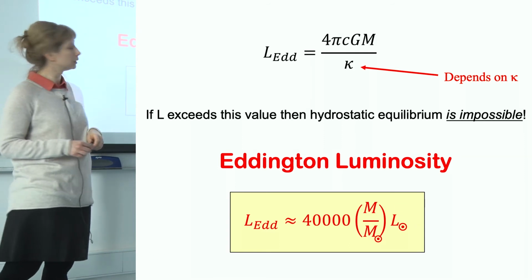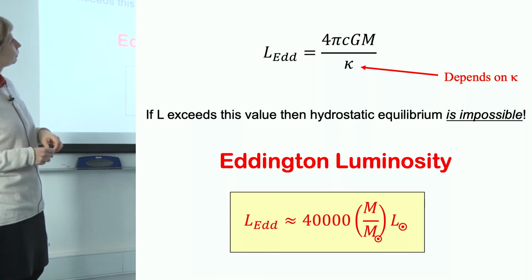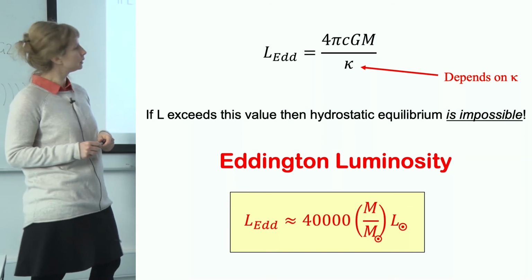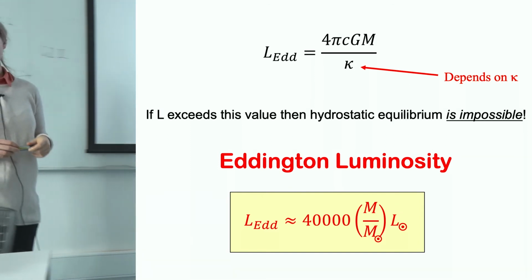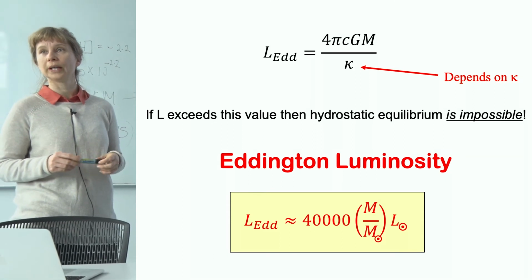These are all constants. So we can rewrite this, make some approximation for the opacity kappa, and we can write this to be approximately equal to 40,000 times the mass times the solar luminosity. So this is another alternative expression for the Eddington luminosity.